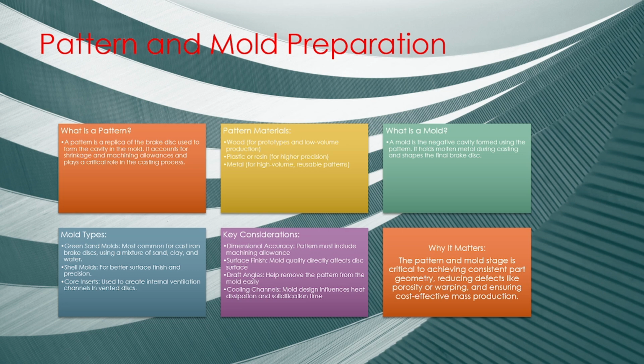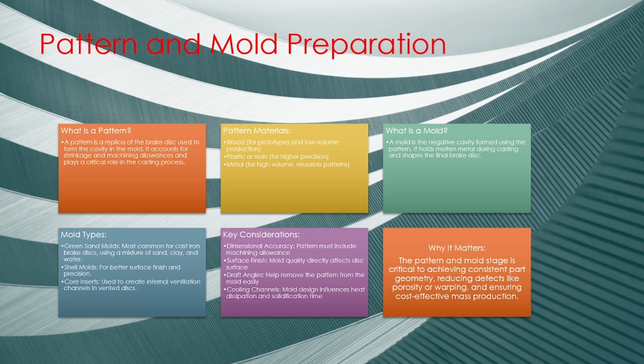What is a mold? A mold is the negative cavity formed using the pattern. It holds molten metal during casting and shapes the final brake disc. Mold types. There are green sand molds, most common for cast iron brake discs, using a mixture of sand, clay, and water; shell molds for better surface finishing and precision; and core inserts used to create internal ventilation channels in vented discs.